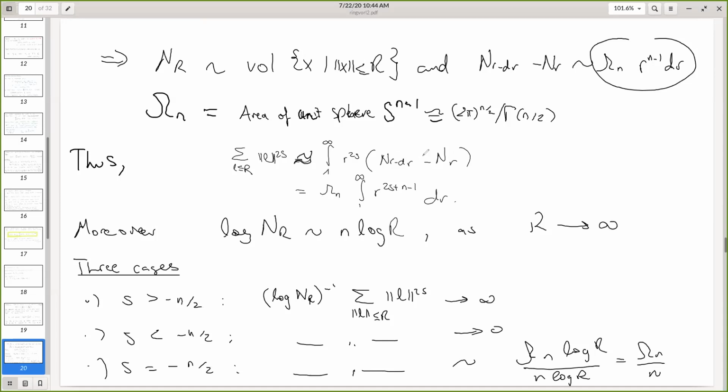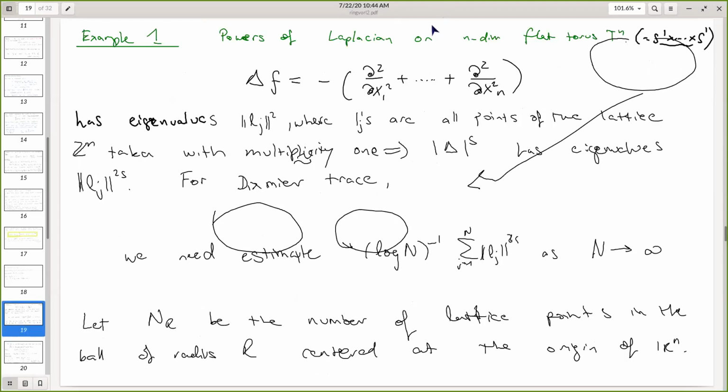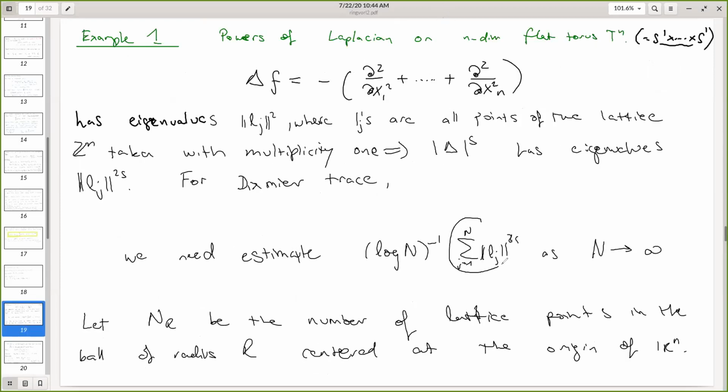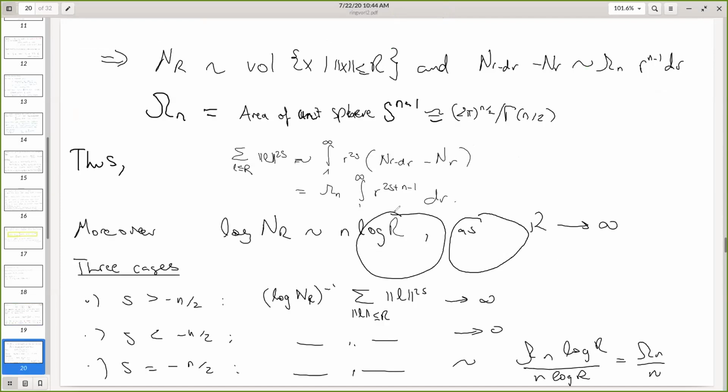Now you know that this is omega_n r^(n-1). You insert that, and now you have the integral from 1 to infinity of r to the power of 2s plus n minus 1 dr. Now, the logarithm of N(r) can be approximated by n log r as r goes to infinity. So now we have basically written this term and this term, and now comes the product.